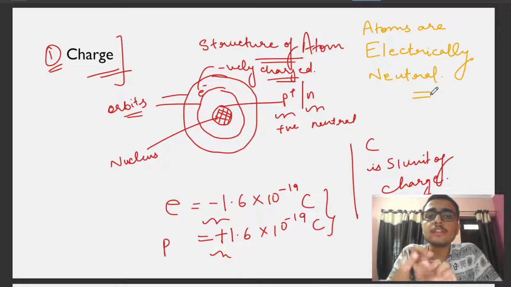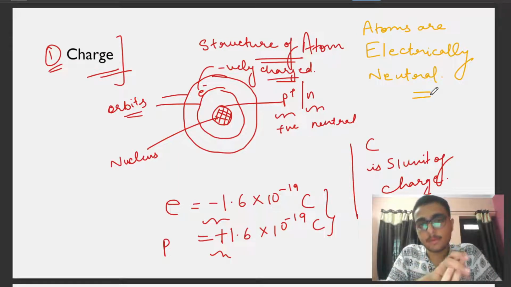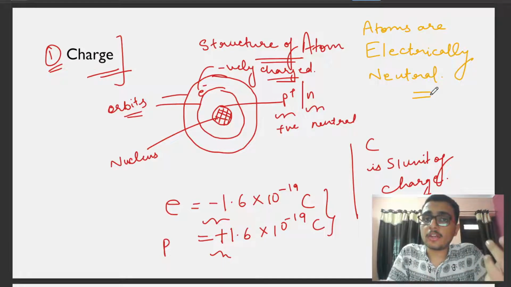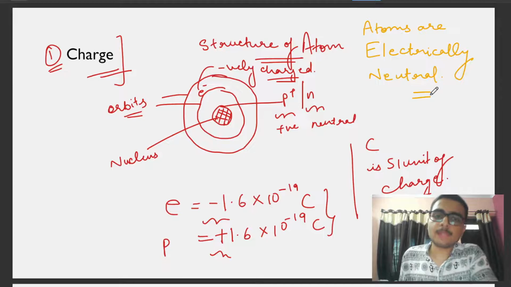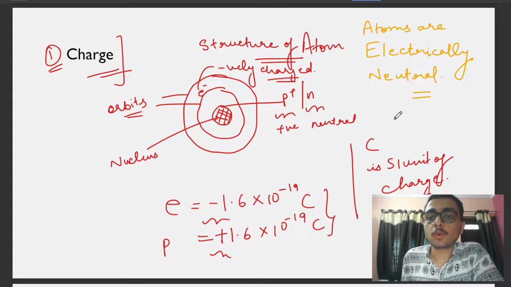So what did we study in charge? Charges are of two types, negative and positive. Then we studied the electronic charge and the protonic charge, their magnitudes, their signs, their units. The SI unit of charge is coulomb, and atoms are electrically neutral because the number of protons equals the number of electrons. Got it?